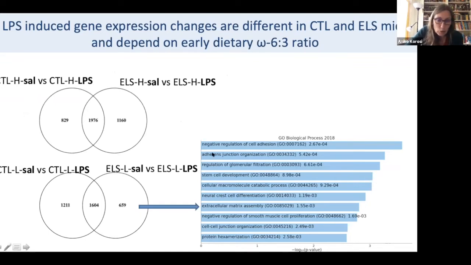Without going into much detail, what I thought was remarkable is that, also in response to LPS, just like at the basal level, the early life stress animals under the low diet again show changes in genes related to extracellular matrix. So this is definitely a target that we are currently following up.